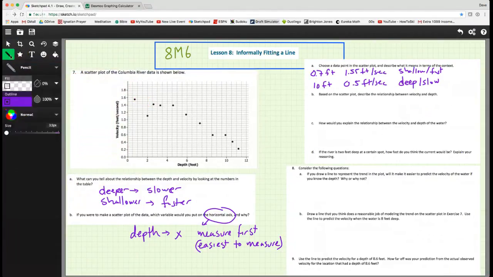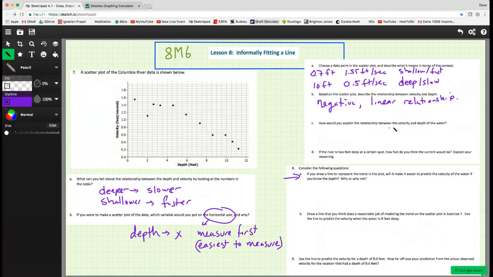Based on the scatter plot, what can we say now about the relationship between velocity and depth? We can say it's a negative, and I think we can say that it's linear. This is our guess. Again, it's not proving, but it's a negative linear relationship. So let's go ahead and we'll make the line here when they tell us to make the line.